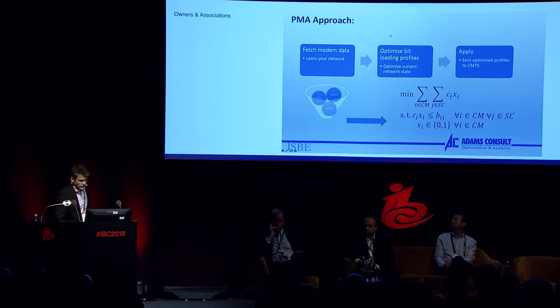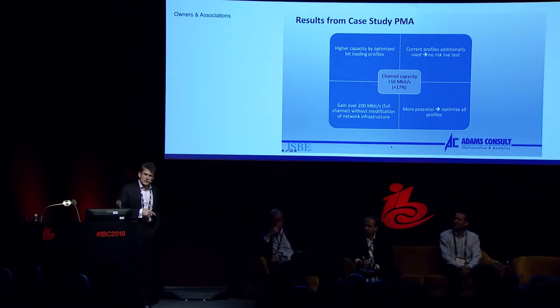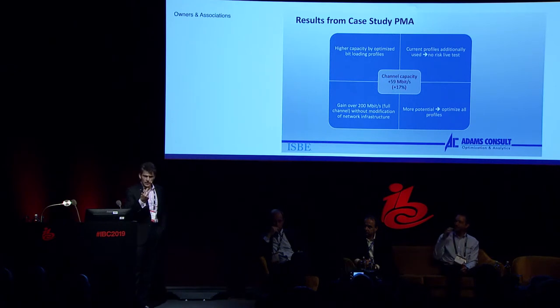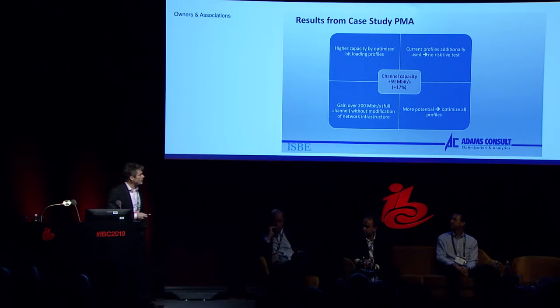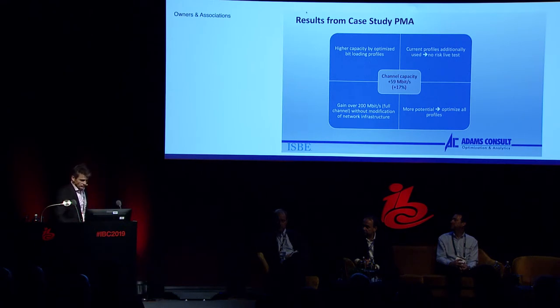And if we're doing this on the 46 megahertz that we simulated this upon, so a quarter of a channel, we increased throughput by almost 60 megabits per second, which is 17%, by applying mathematical optimization to the profile generation, to the loading generation. So if you take that by 4, if I extrapolate that to the big channel, to a 192 megahertz channel, full load of a DOCSIS channel, I would gain over 200 megabits per second without modification of any network infrastructure, just by doing smart number crunching. And that's pretty good. You don't have to invest in any hardware. You just have to invest in somebody's brain.